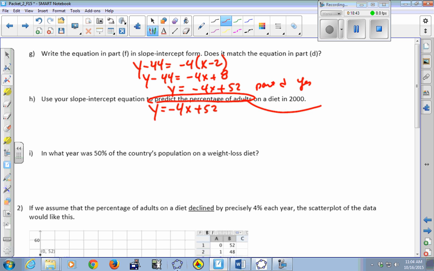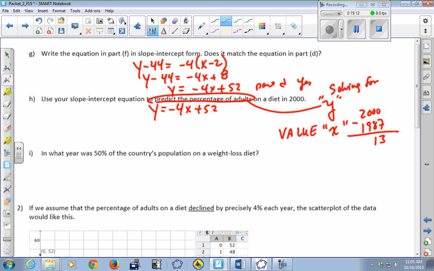We're predicting the percentage of adults. That's our y. So we're solving this equation for y, which is kind of cool since our equation's already set up to equal y. The only thing I need is a value for x. So what's going to be my value for x here? 1987, 2000 is 13 years beyond 1987. So where I see x, I put a 13, and voila, I get y is 0.